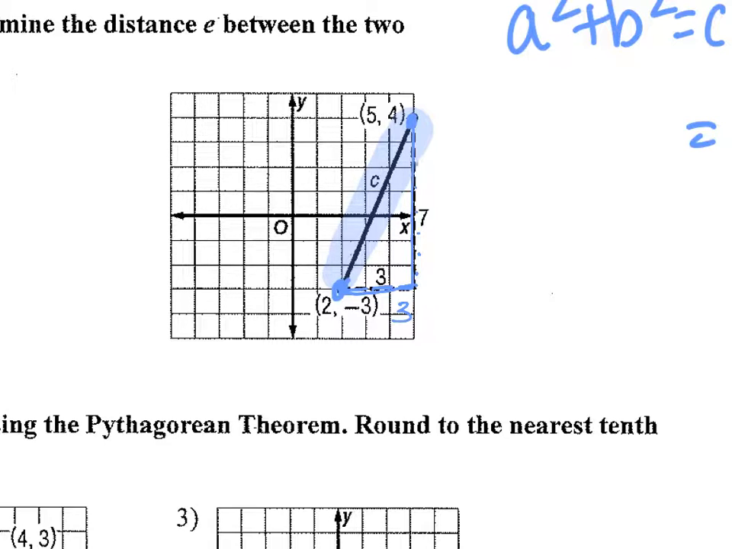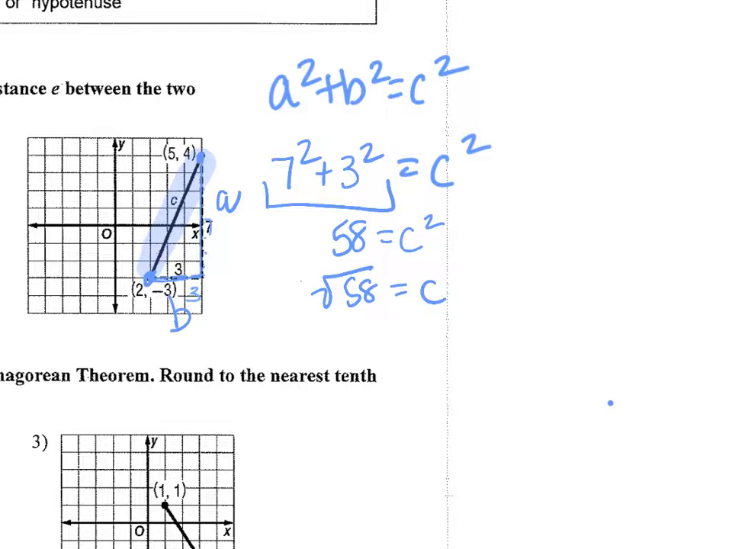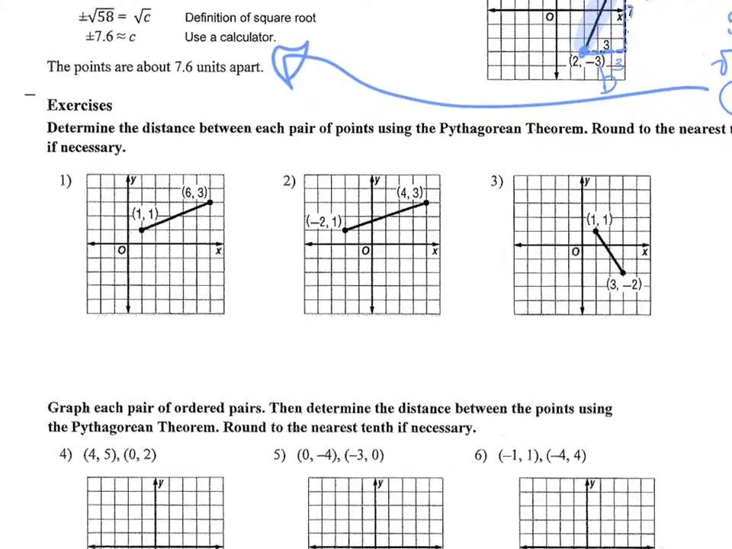1, 2, 3, 4, 5, 6, 7. Okay, we'll say that's A. We'll say this is B. So 7 squared plus 3 squared equals c squared. And I'm going to plug this in the calculator. 7 squared plus 3 squared is 58. And then take the square root of that to be c. So square root of 58 is 7.6. And you're done. And I know that's worked out over here, but there you go.